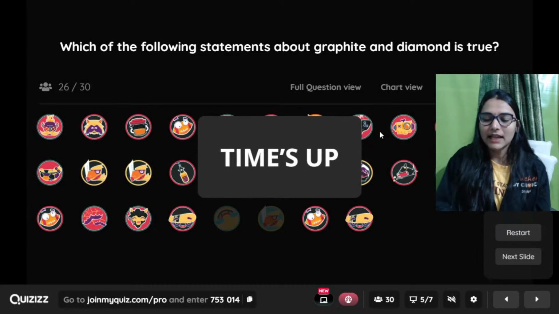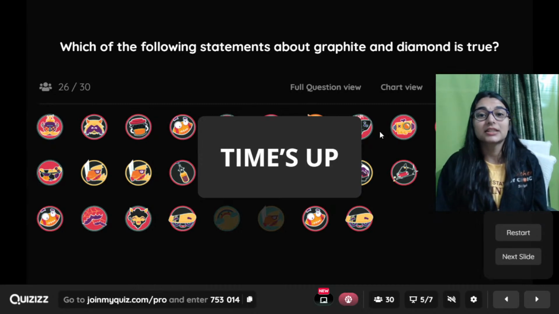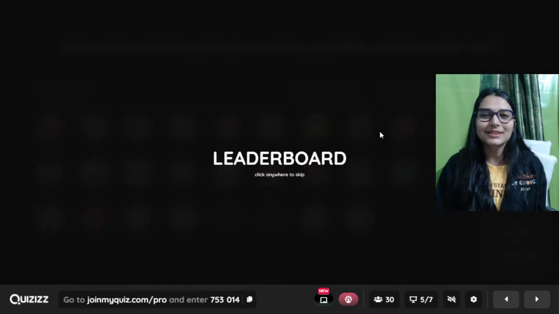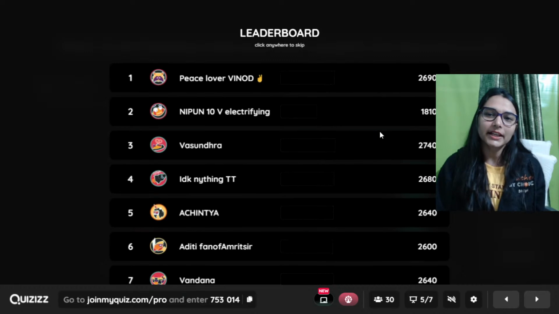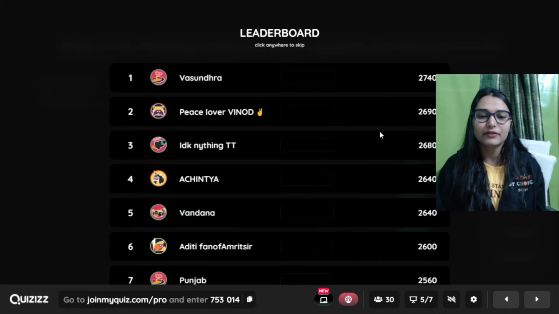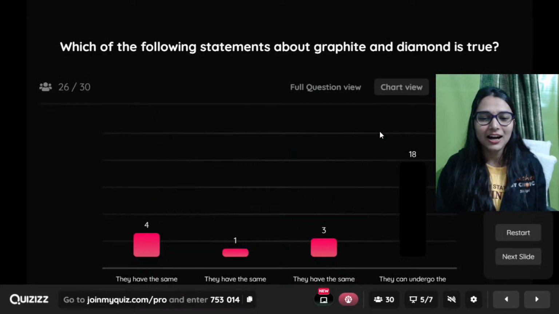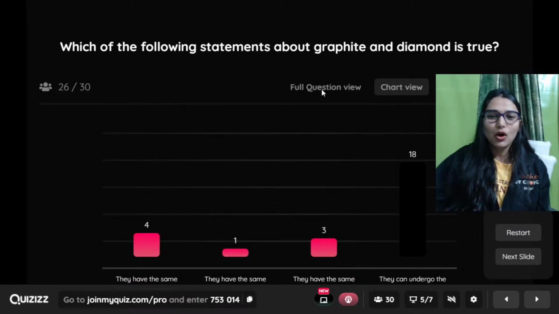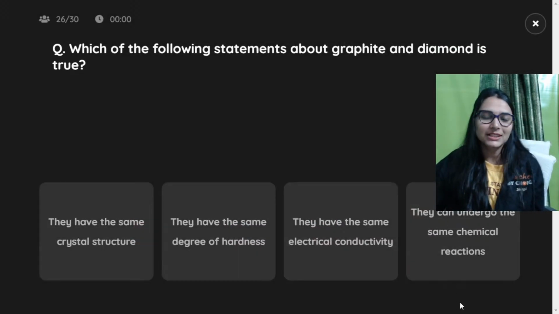Okay, now I want to see how many of you have given the right answer. D. They undergo the same reactions because inside both there is just carbon present. And Vasundhara is on the top now. Amazing. So option number D was the right answer.